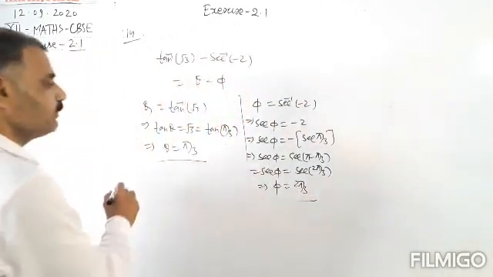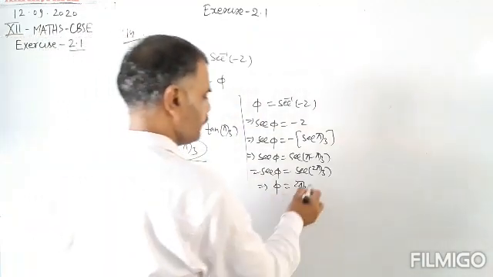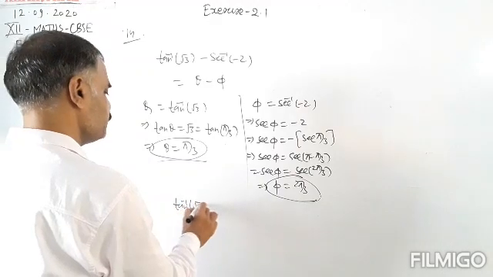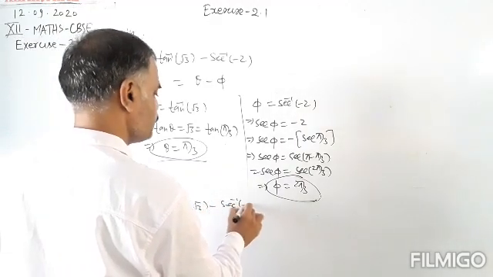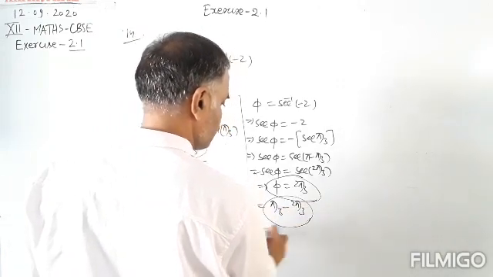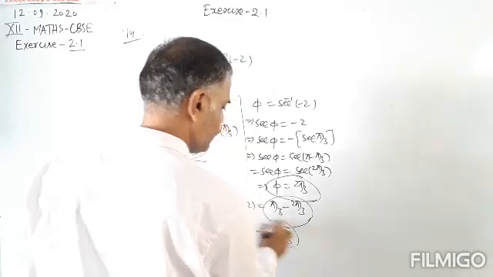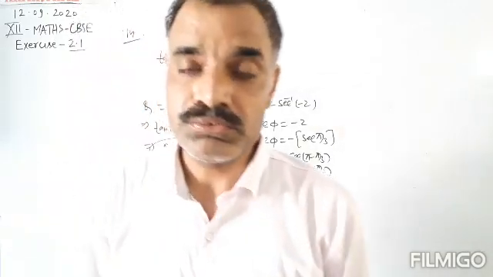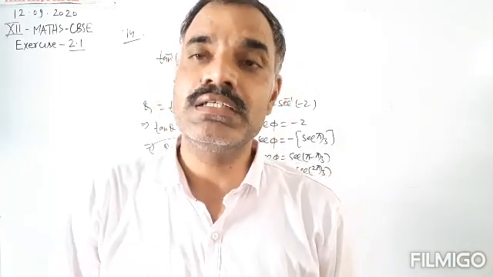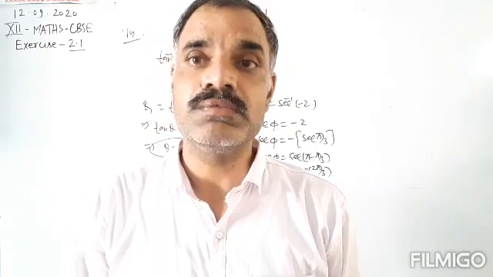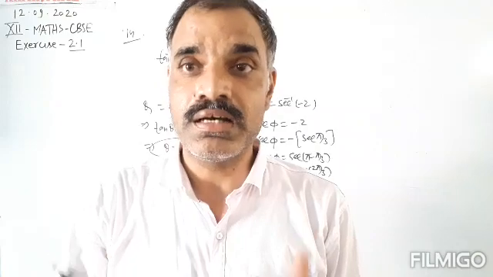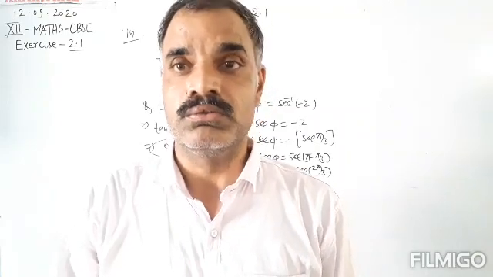Now putting the value of theta equal to pi by 3 and phi equal to 2 pi by 3, we will have tan inverse root 3 minus sec inverse minus 2 equal to pi by 3 minus 2 pi by 3, that is minus pi by 3. So minus pi by 3 is the answer of question number 14. So this was the exercise. Some of the questions we have done here. The other questions are a home assignment for you.